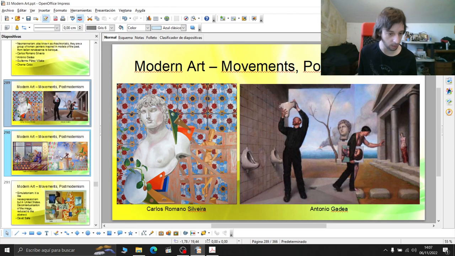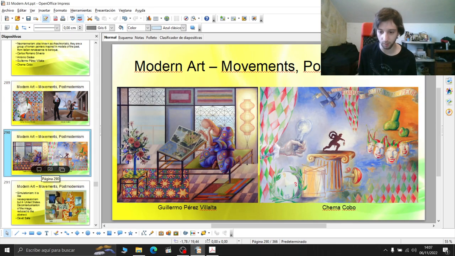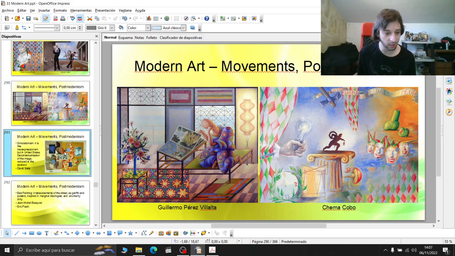Here you see examples. This is very cool. I really like this painting, especially this one. And this one is also very interesting. If you see, it doesn't have any face. It's like a person without a face checking a book of ancient paintings.